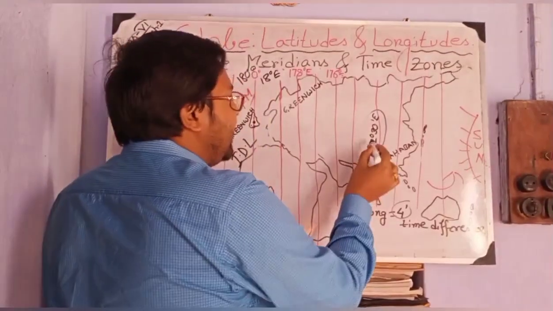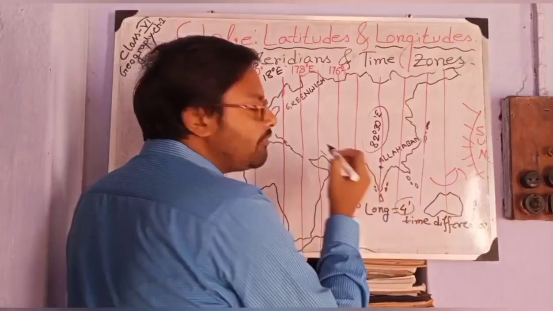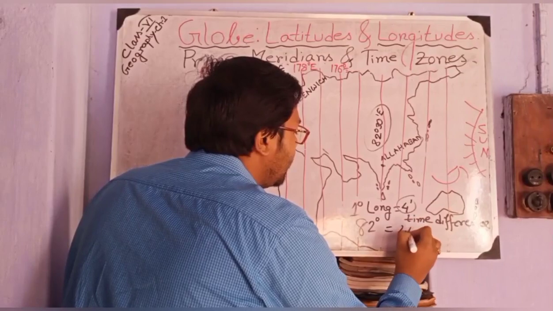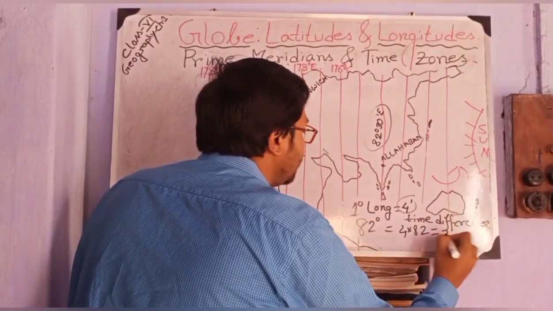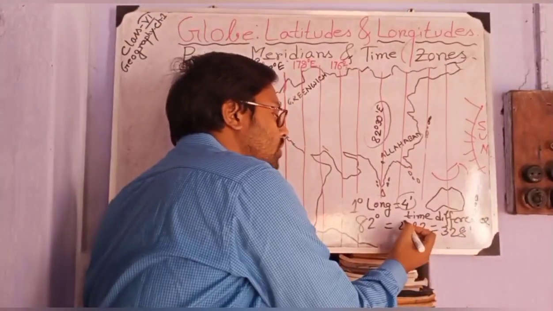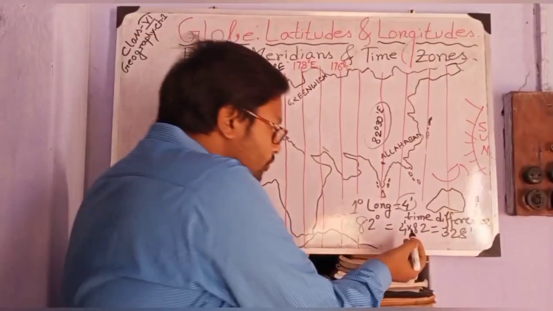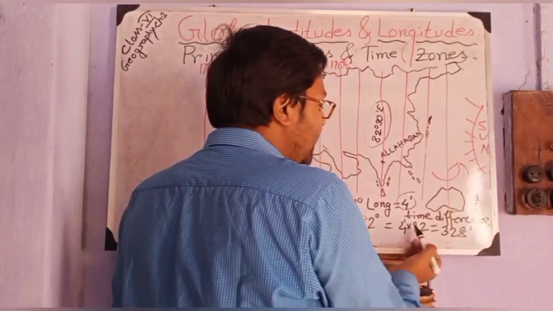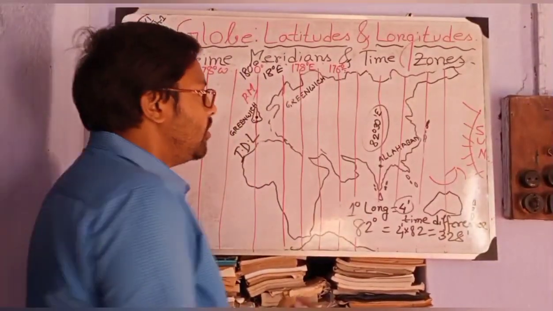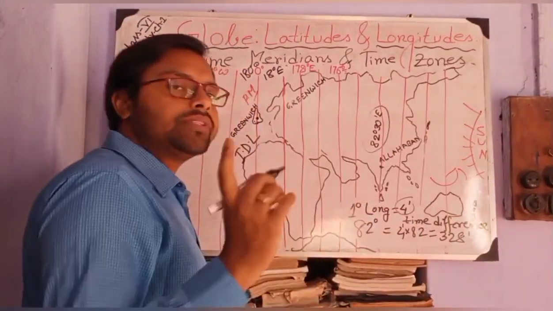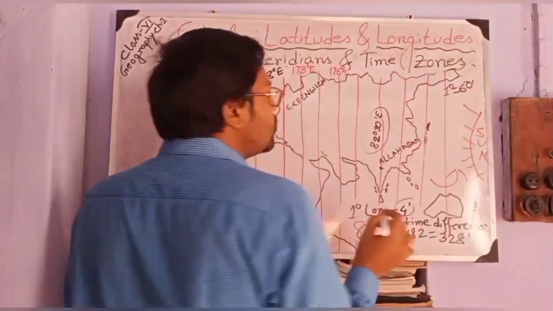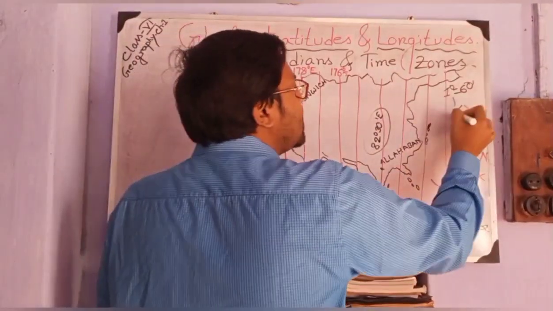So 1 degree equals 4 minutes, then 82 degrees equals 4 into 82, that means 328 minutes. It will be in minutes because we have multiplied it with minutes. And as 1 degree equals 60 minutes, so 30 minutes means half a degree.